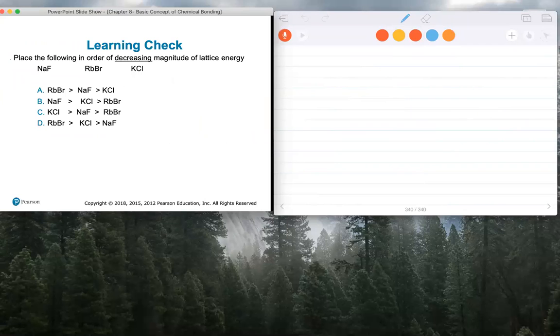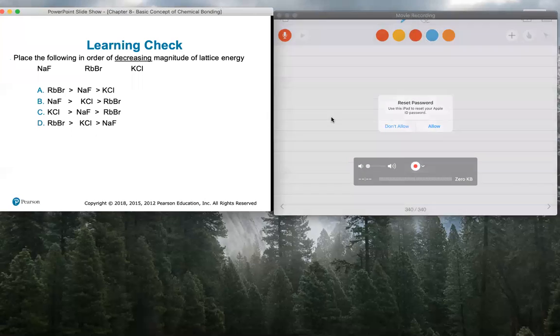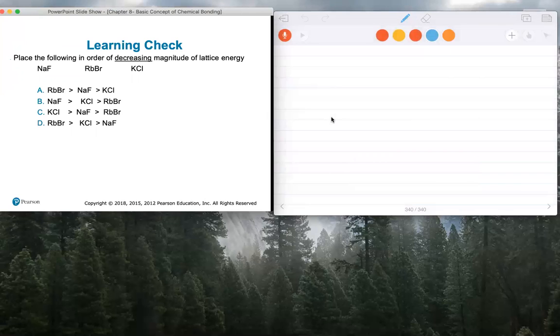Now, with that, you should have your periodic table in front of you. Place the following in order of decreasing magnitude of lattice energy. How are you going to answer that? Which one is the correct answer?